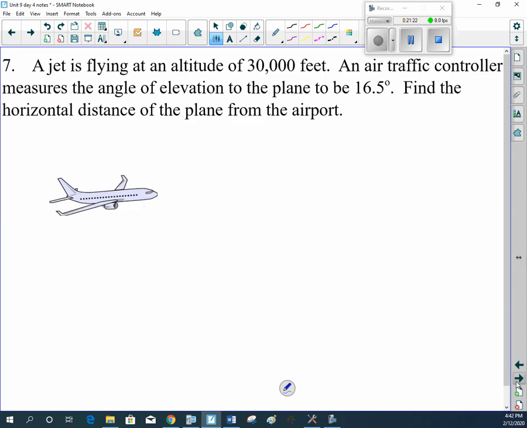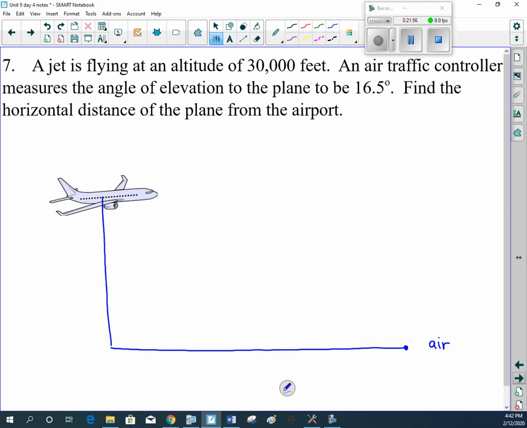Okay, this one says a jet is flying at an altitude of 30,000 feet. An air traffic controller measures the angle of elevation to the plane to be 16.5 degrees. Okay, so in this one, we're just going to assume the air traffic controller and ground are all one spot. So over here, I'm going to say this is my air traffic controller guy. And let's draw ground. So here's the ground. And then here we go up to the plane.